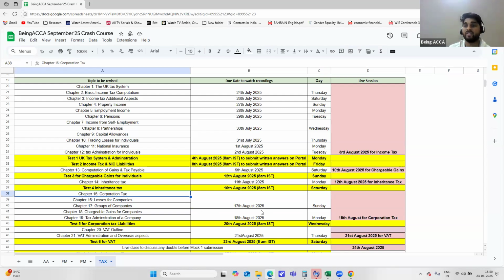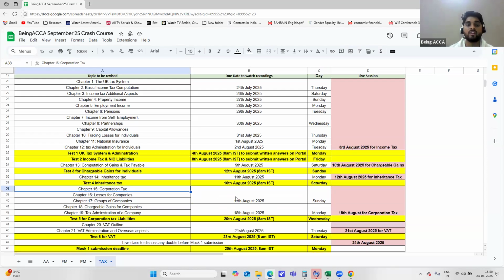And since 17th August will be very close to your examination dates as well, I would encourage you guys to spend more time on preparation during this month, because it is almost coming to the last 2 to 3 weeks of your examination date. And after that, these two topics, chargeable gains for individuals and tax administration, you will have to complete by 18th of August. Again, these will be 30-minute videos.